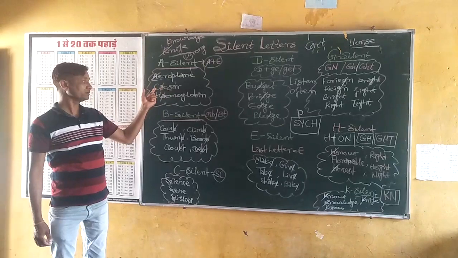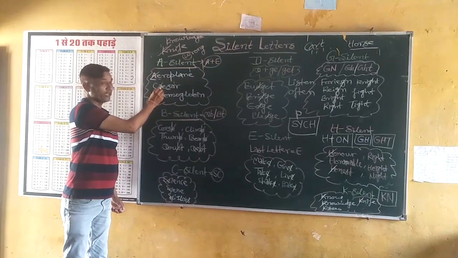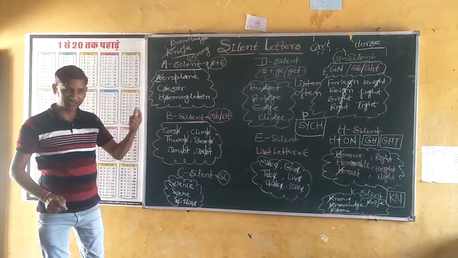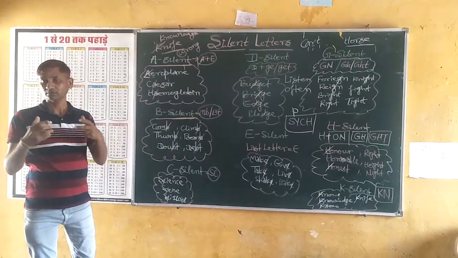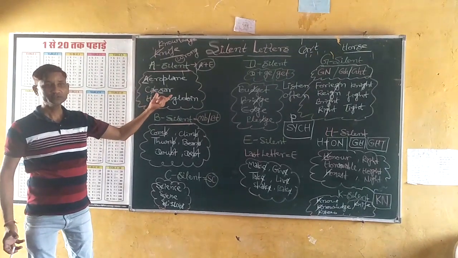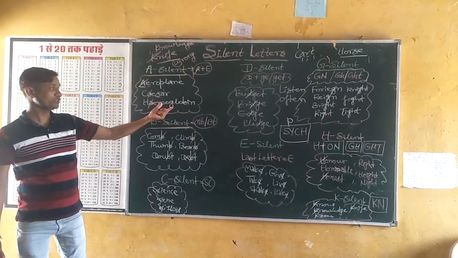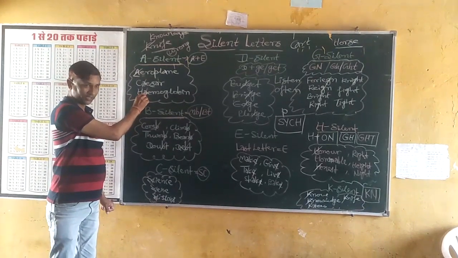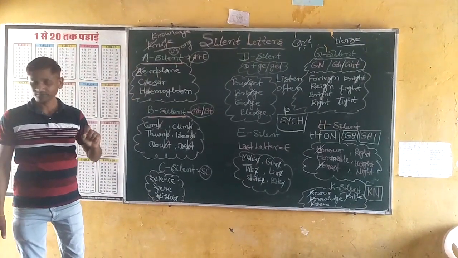The next example, CAESAR. Here A is before E. A will be silent and C and E both will be pronounced, and the pronunciation will be Caesar. Next, HAEMOGLOBIN. Here A is before E, A will be silent and the pronunciation will be hemoglobin.